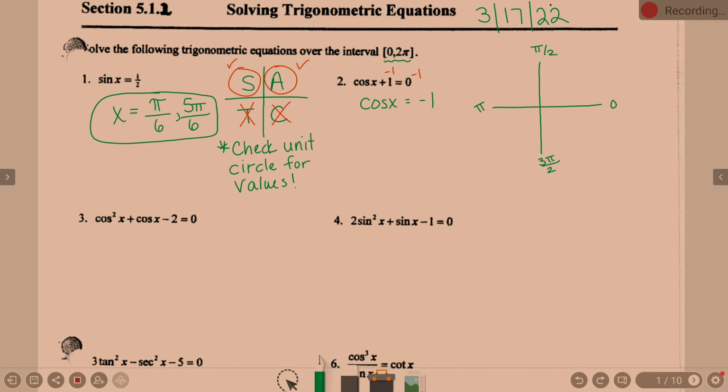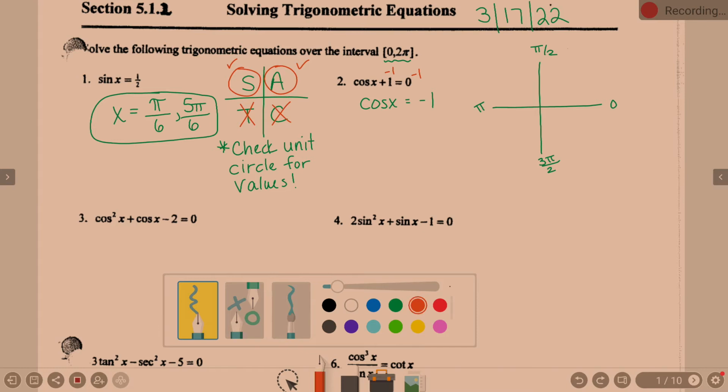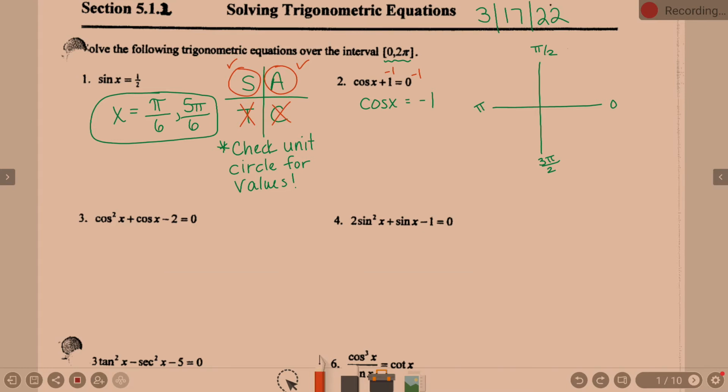Cosine is the x value anywhere it occurs. Okay, correct. Cosine is x value. So we're looking for the x value of negative 1. And as we think through these, right, here's 1, 0. Here's 0, 1. Negative 1, 0. And 0, negative 1. So at what angle does cosine equal negative 1?